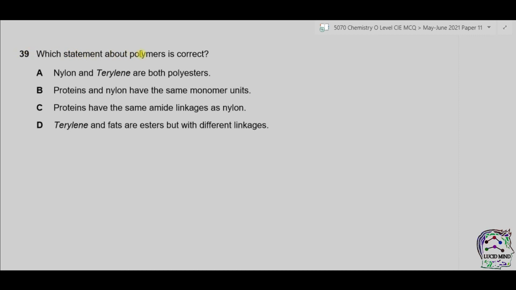Question 39. Which statement about polymers is correct? Part A. Nylon and terylene are both polyesters. Now this is incorrect because in nylon we have amide linkage. So therefore nylon is a polyamide. While for terylene, this statement is correct because in terylene we have ester linkage. So terylene is a polyester.